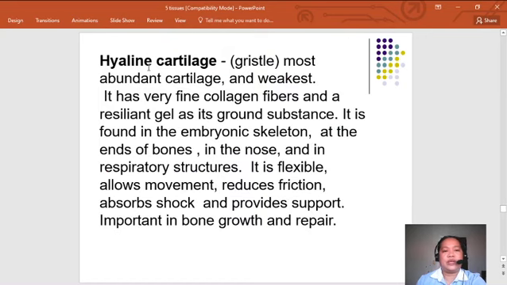Next, we have the hyaline cartilage. They are very full of fine collagen fibers. So they are clear. They are mostly found in the nose, embryonic skeletons, skull, ends of our long bones, and even in the respiratory tract.